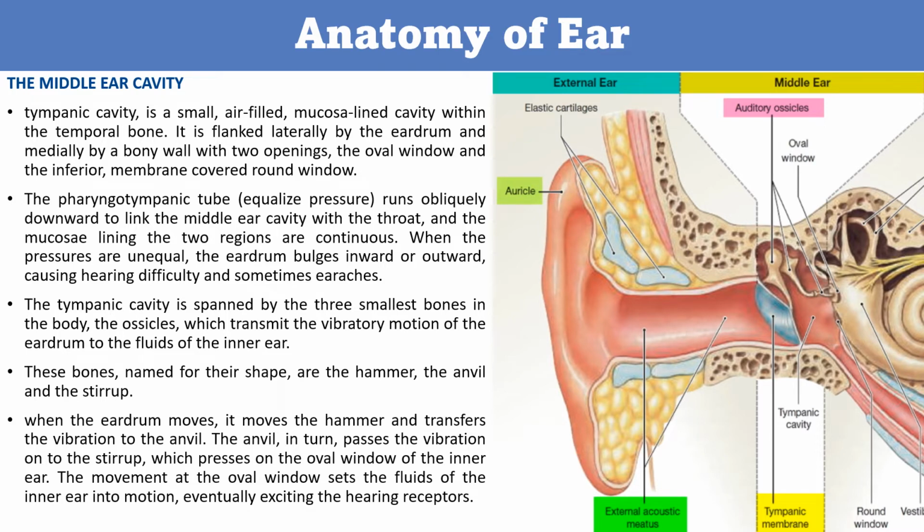When the eardrum moves, it moves the hammer and transfers the vibration to the anvil. The anvil in turn passes the vibration onto the stirrup, which presses on the oval window of the inner ear. The movement at the oval window sets the fluid of the inner ear into motion, eventually exciting the hearing receptor.